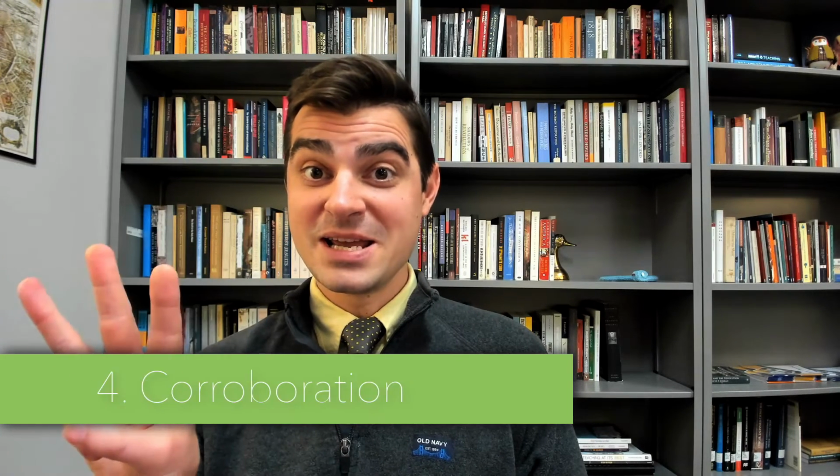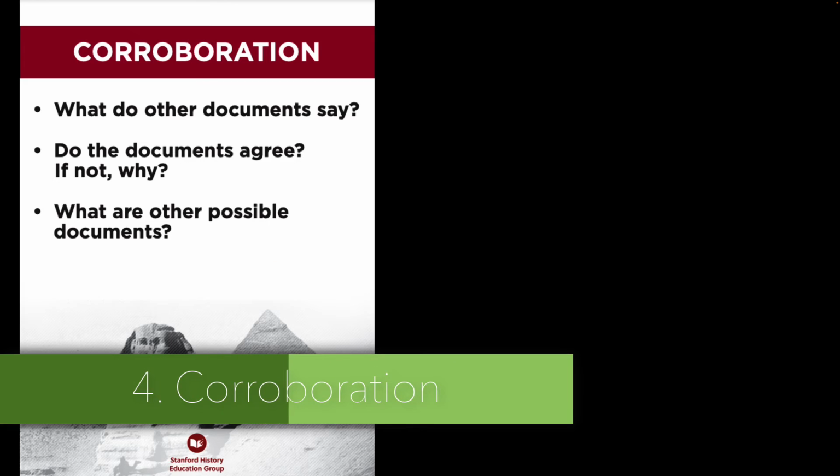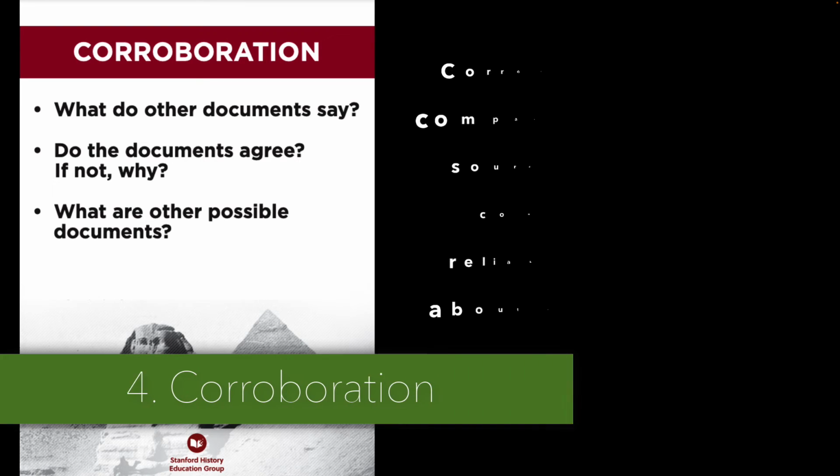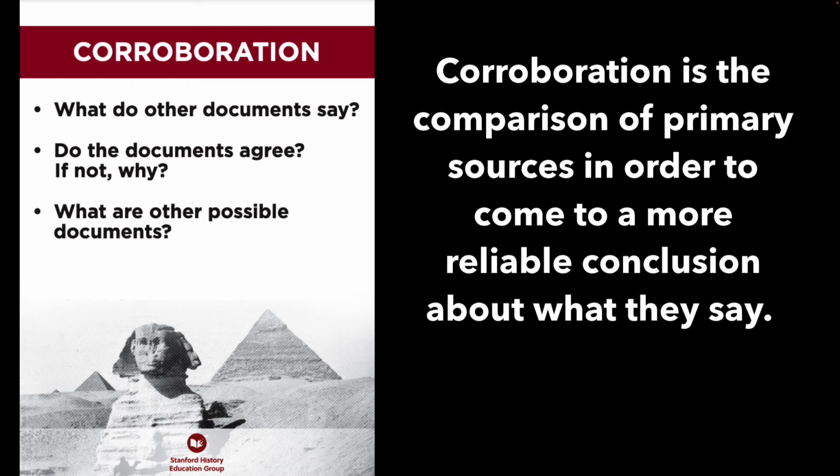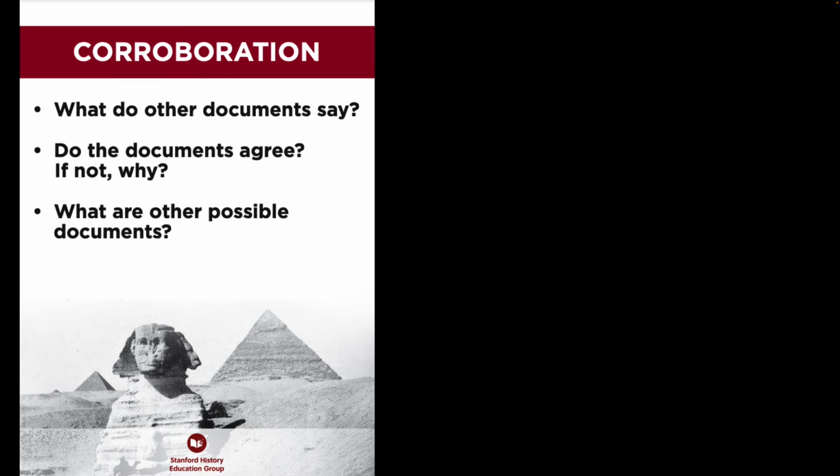Step 3, corroboration. Corroboration is essentially the comparison of documents to each other in order to come to a more reliable conclusion about what those documents say. In other words, it's the work of cross-referencing facts or information included in sources with facts and information included in other sources.